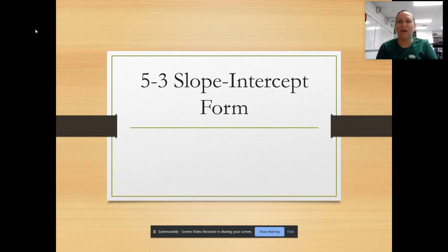Hi guys, we are on day 2 of slope-intercept form. Yesterday we learned how to write an equation in slope-intercept form given a point and a slope. Today we will be writing an equation in slope-intercept form given 2 points. This will add one extra step at the beginning of the problem, but it's something we've already learned how to do. Let's go ahead and get started.